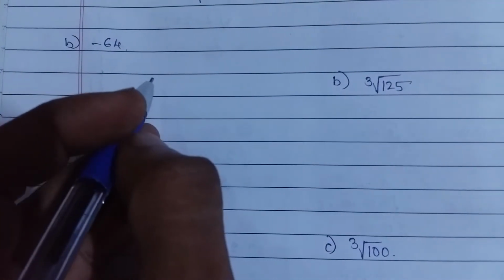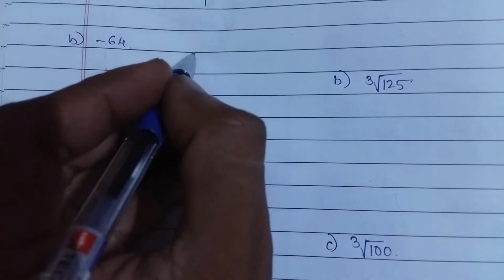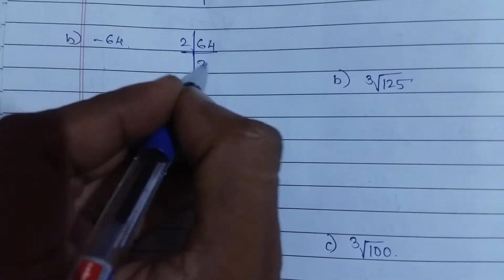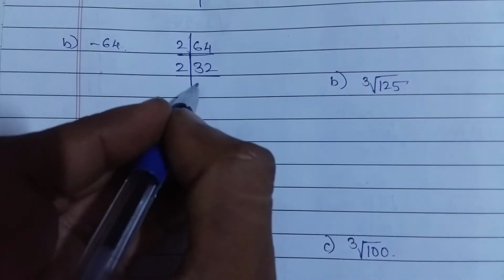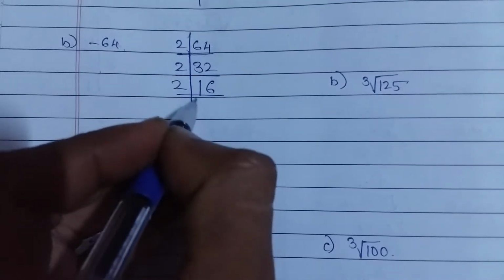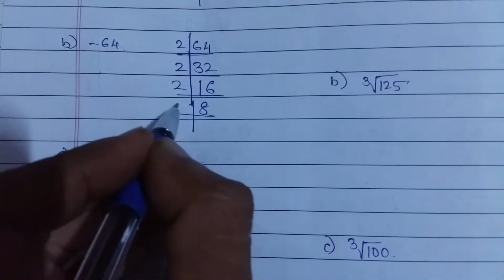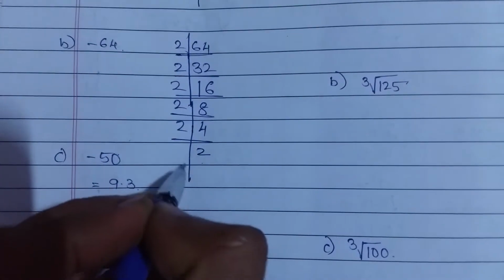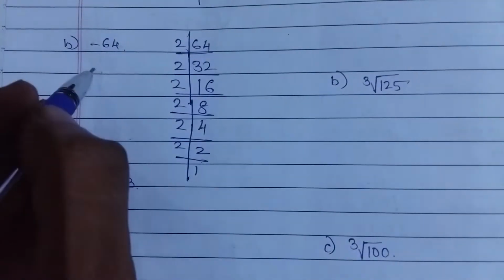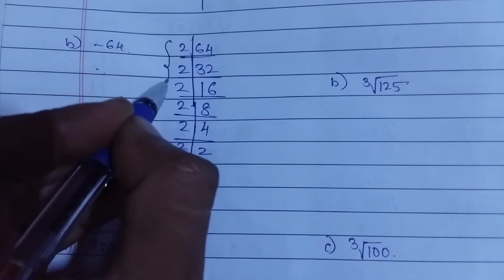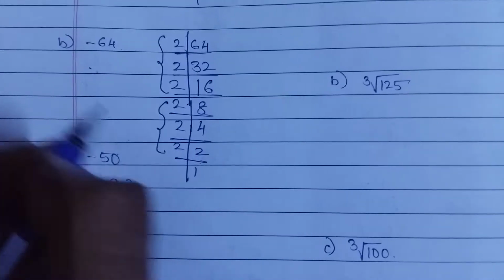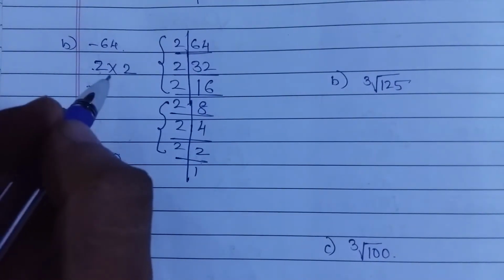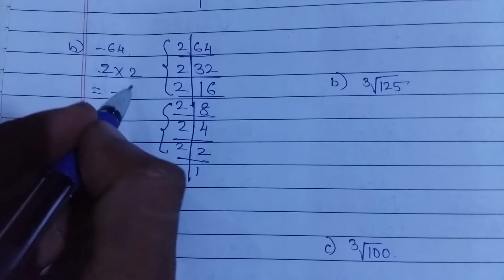Cube root of minus 64. Again we can factorize it. 64 by 2, 32. Then again divide by 2, 16. Then 8. Then 2 4s are 8. Then 2 2s are 4, and 2 1s are 2. So make the sets of 3 numbers. Then here 3 numbers, 2 into 2. The answer is minus 4.